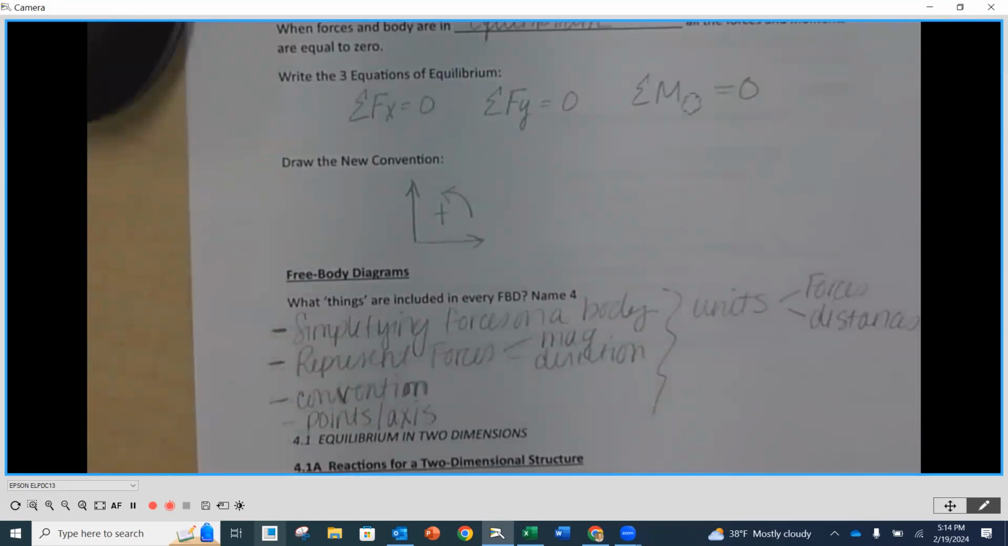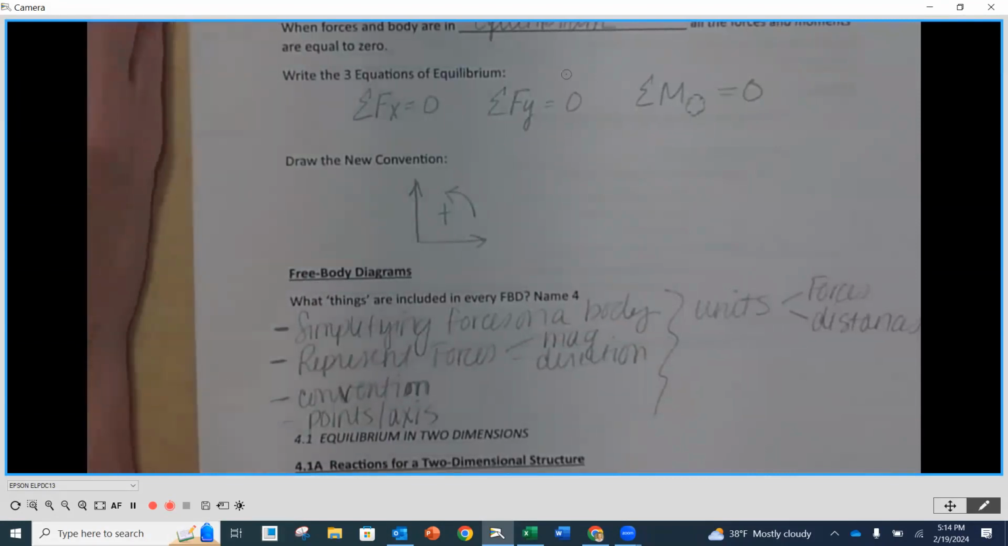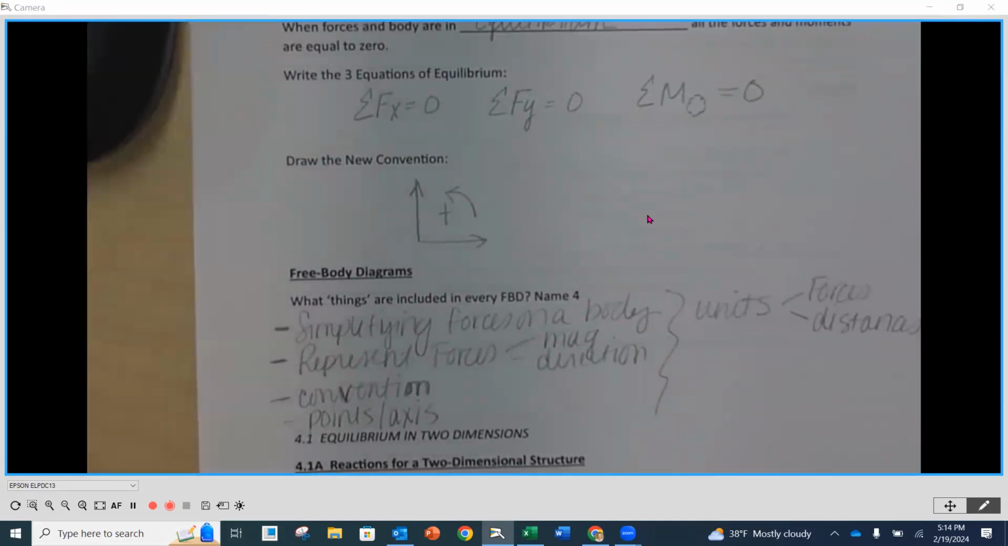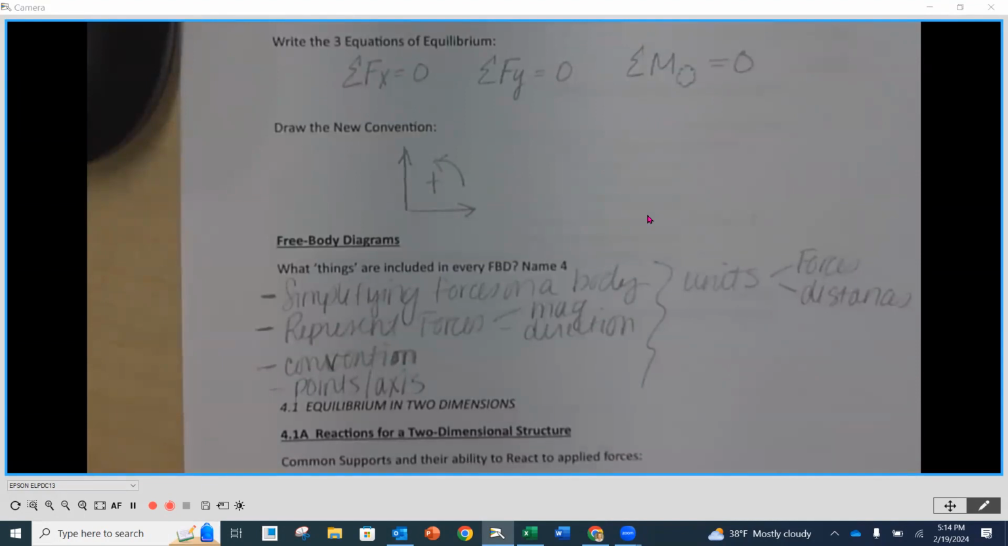Absolutely. Anything else that you can think of that we would include on a free body diagram? I'm going to open up the chat in case anybody has anything there. So yeah, a free body diagram is a simplified version of something that has forces on it. We're going to put the forces where they need to go, making sure that we have the magnitude and direction of them. The convention is going to guide us. So then when we start solving for unknowns, we know which direction is going to be positive and negative. We're going to have to identify points and axes that are important. And then the units that we're working in for both forces, but also distances, right? Also distances. Good. I think that's pretty complete.